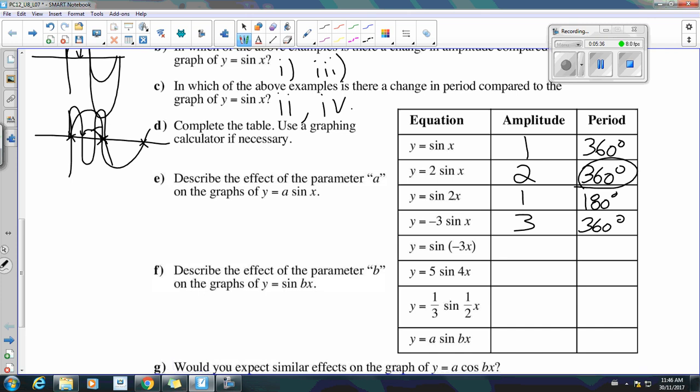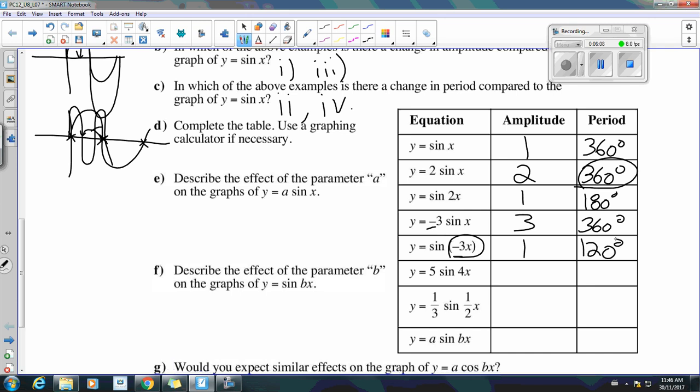Notice how the sine or reflection doesn't change the amplitude or the period. It does change the look of the graph, of course, but it doesn't change the amplitude or the period. So for sine of -3x, the amplitude is still 1. Now we're going to be repeating our function in 1/3 of the time because we have a horizontal stretch of 1/3. Or we're going to repeat 3 times faster than we did before.